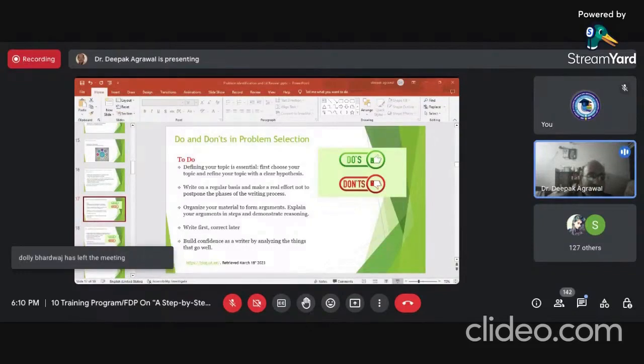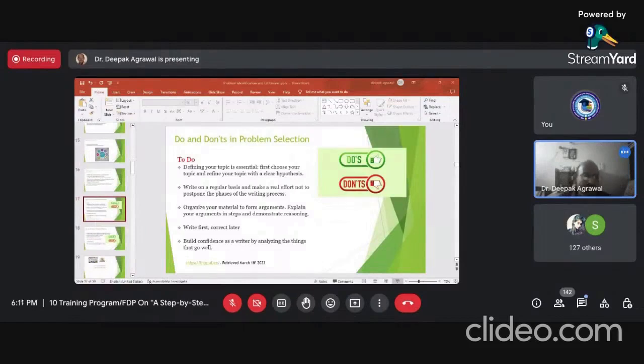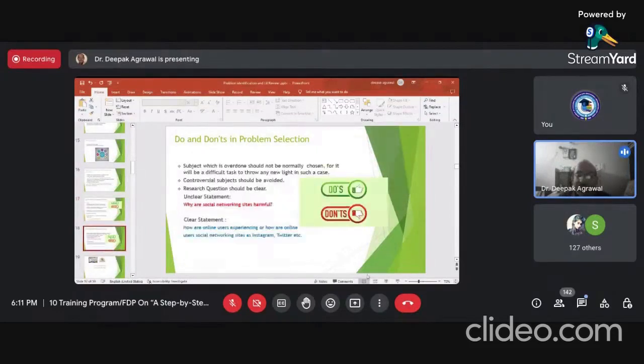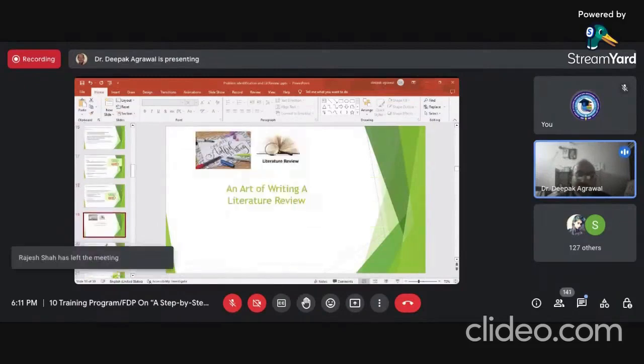Build confidence as a writer by analyzing the things that go well. Again, write in your own language in which you feel comfortable. English is not mandatory. It can be the regional language in which you develop your paper. But what is most important is that you develop the confidence in writing it. Once you are ready with one or two research papers, you already have certain ideas about it.